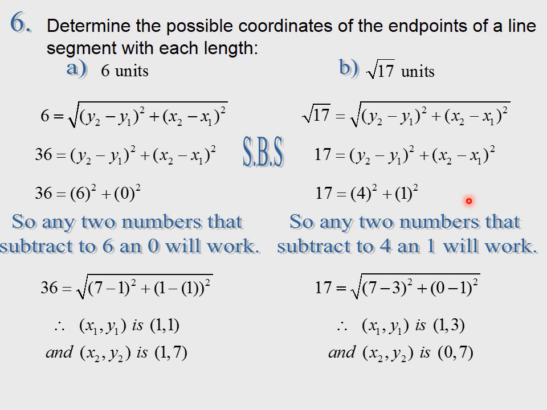So now we have to write out our points. So notice that these are my x1 and y1s here. So I write 1 comma 3, and these are my x2 and my y2 here. So I'm going to write 0 comma 7 for my x2 and y2. So here's my 2 coordinate points, and you can go backwards and check them and see that they do work to give you an answer of square root 17 for the length.